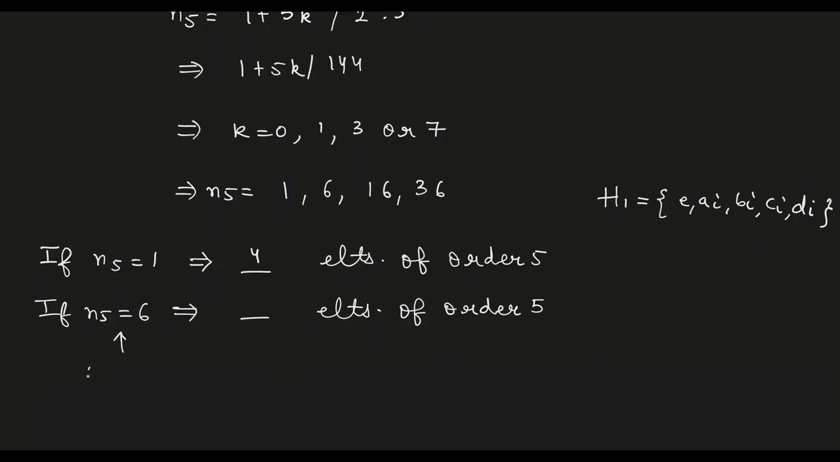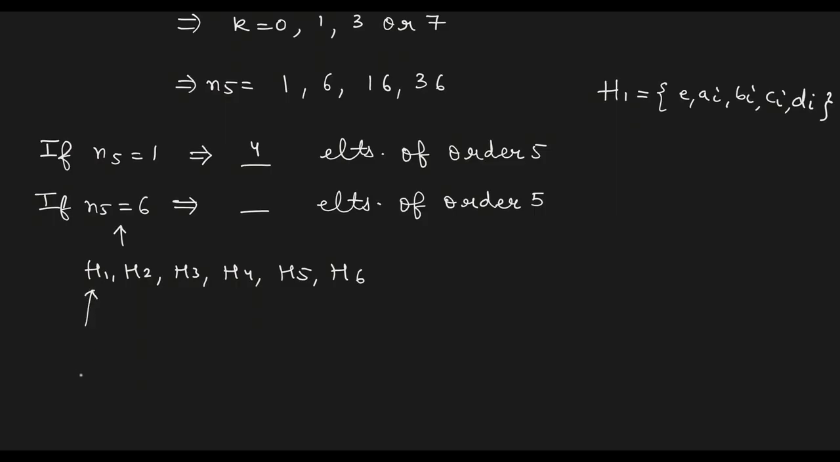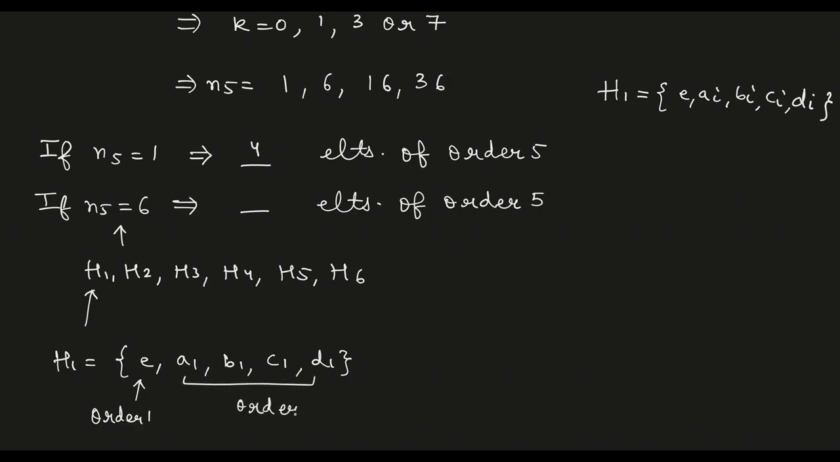If N5 is 6, it means H1, H2, H3, H4, H5, H6, 6 subgroups. How many elements of order 5? No, you are not going right. See, H1 has 5 elements in total: one identity, and A1, B1, C1, D1 of this type. The identity has order 1 and the rest of the elements have order 5. So H1 has 4 elements of order 5. So these 6 subgroups will have a total of 24.